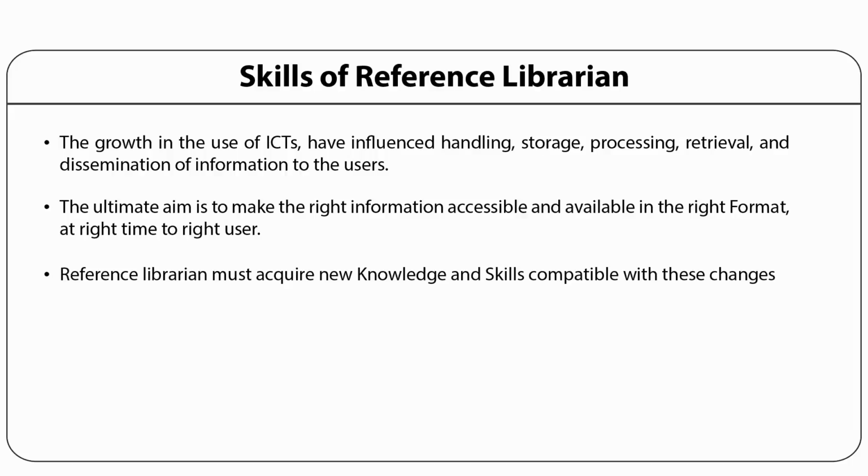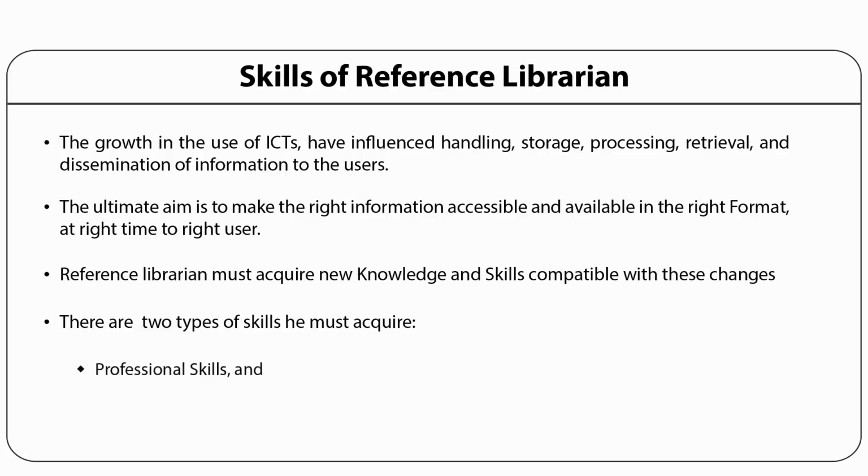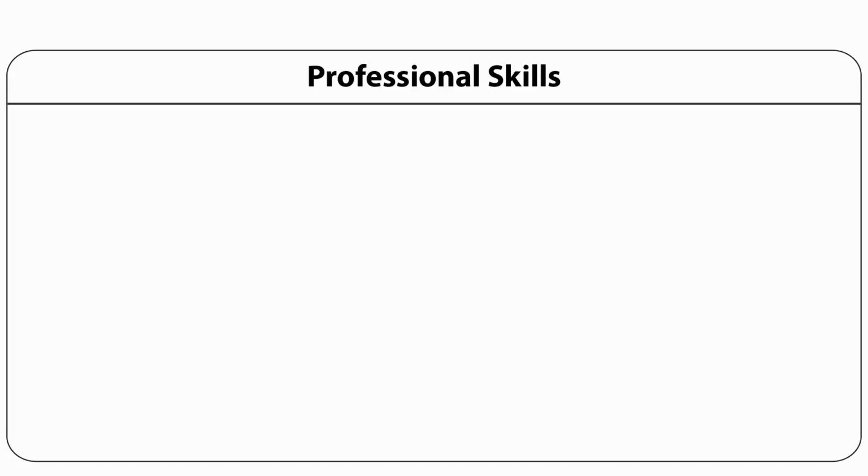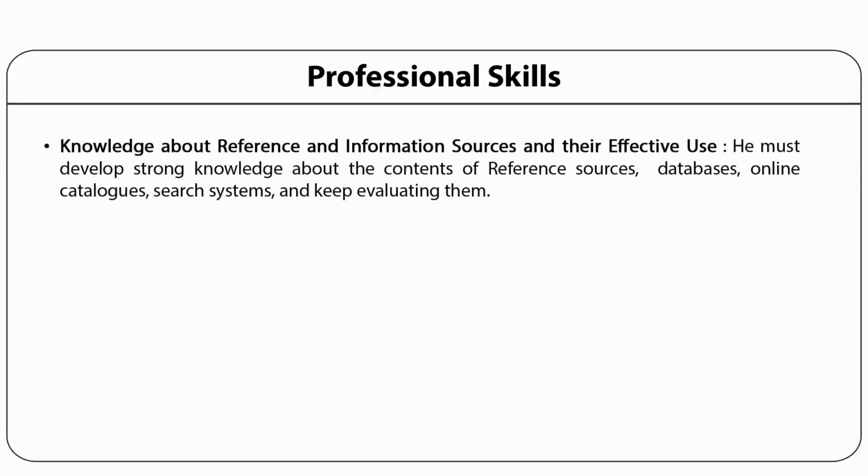Reference librarian must therefore acquire new knowledge and skills compatible with these changes. There are two types of skills he must acquire. One is professional skills and second is personal skills. Regarding professional skills, we discuss them one by one. Knowledge about reference and information sources and their effective use. This is an important professional skill.